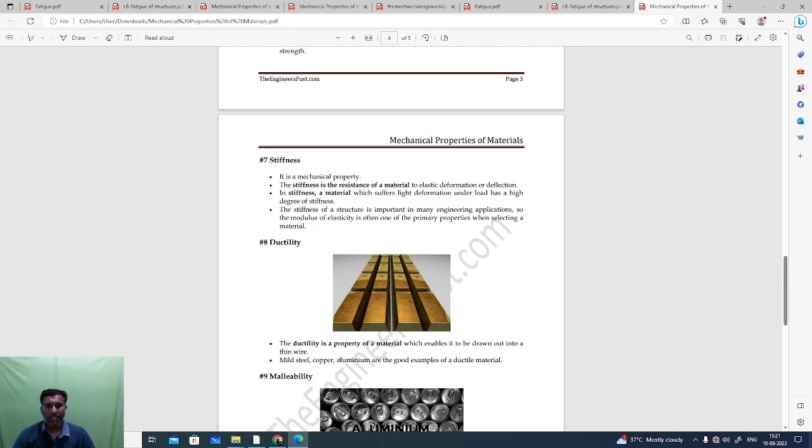Next is ductility. Ductility is the property of a material which enables it to be drawn out into wire. Mild steel, copper, and aluminium are good examples of ductile materials. When a load is applied repeatedly and continuously, it will break. Otherwise, it will not break. That is the ductility of a material.